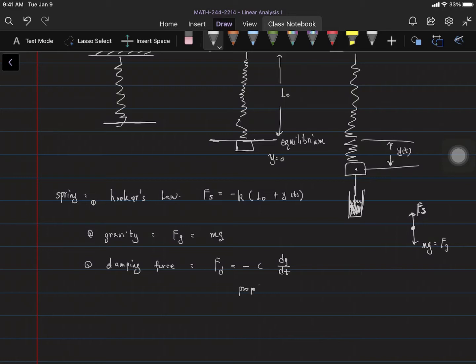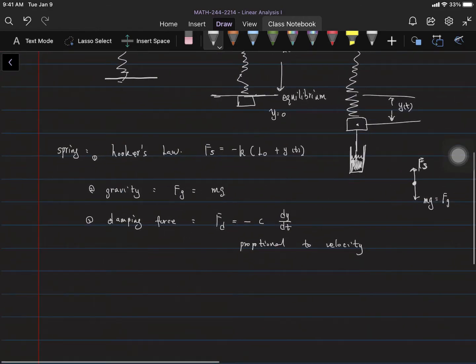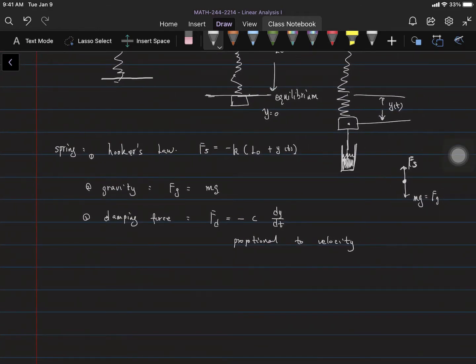And it's negative because it's a resistance, similar to friction. The c is called the damping constant, and it's positive. This c is similar to k. k is the spring constant. So for each spring, we have a constant.